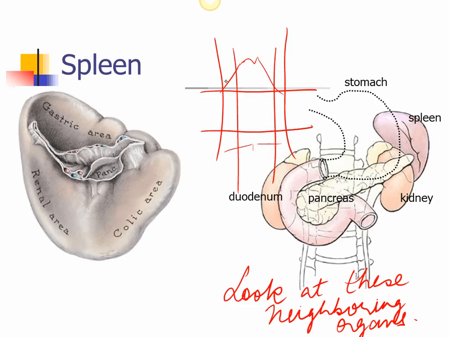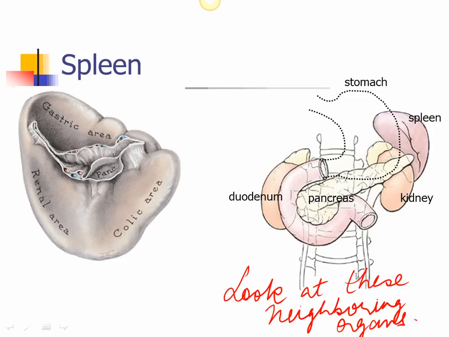Do you remember them? So this one was right hypochondrium. This was called epigastrium. Left hypochondrium. This was called umbilical. This was hypogastrium. These two were lumbar. This was right iliac and this was left iliac. So the spleen is present here in the left hypochondriac area.